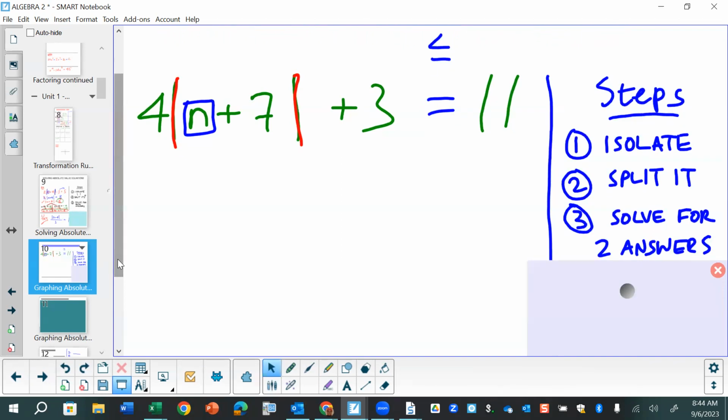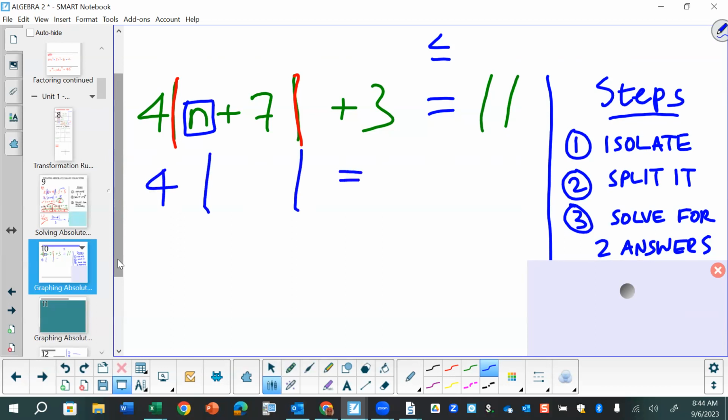That's work we made in the first step. Move which one? Three. Got it. Now I got four bars equal eight. Correct? Okay. Next thing I got to move is the four. How do I do that? Divide. Now I have bars equal two. Okay. And I guess I need to fill the bars with n plus seven.